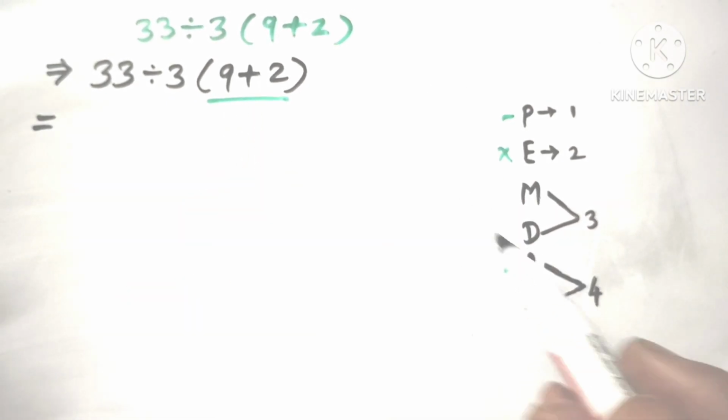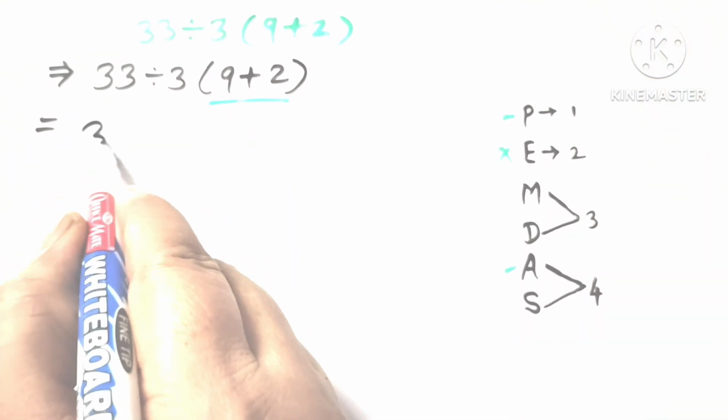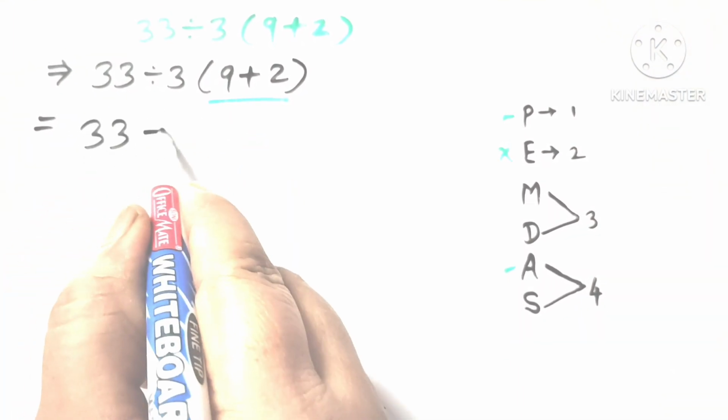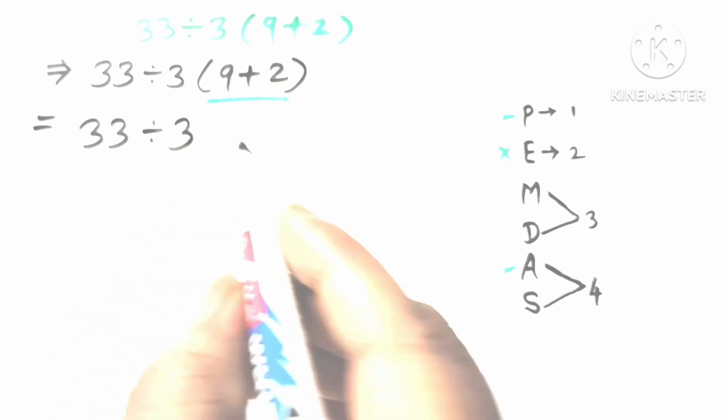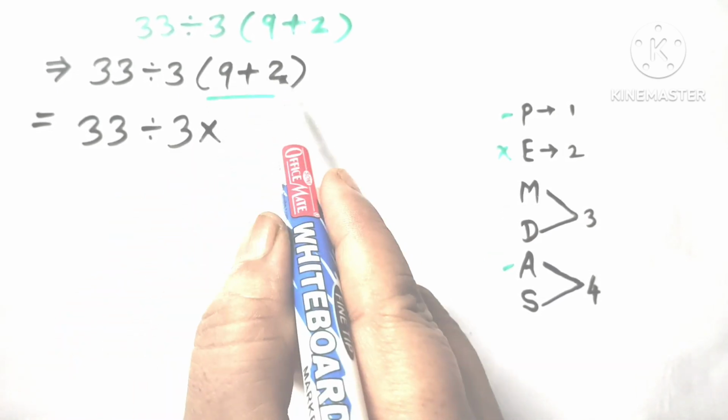We do the addition between 9 and 2, which is equal to 11. So 33 divided by 3 times 11.